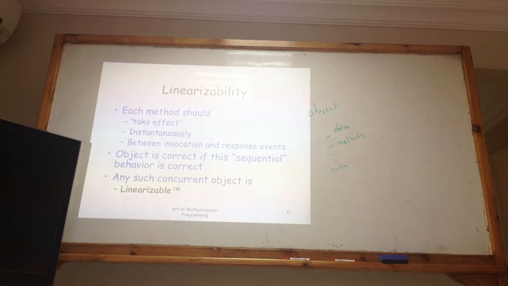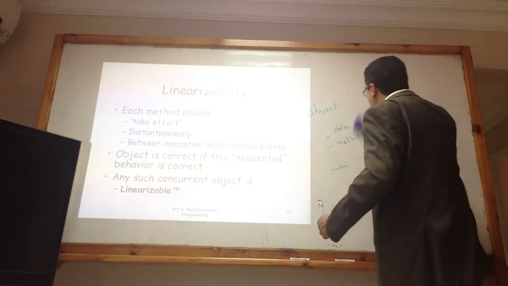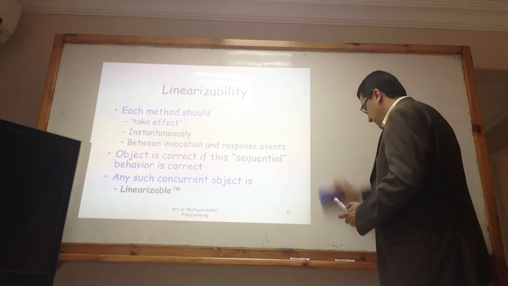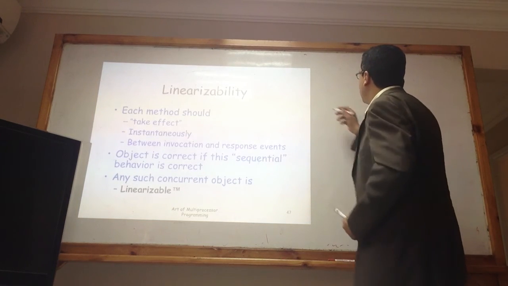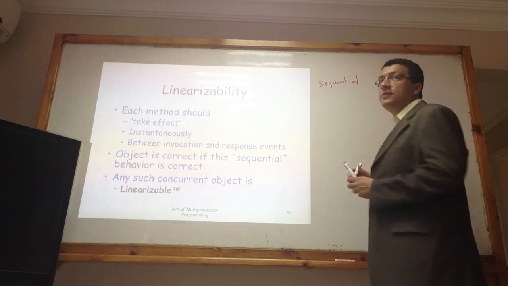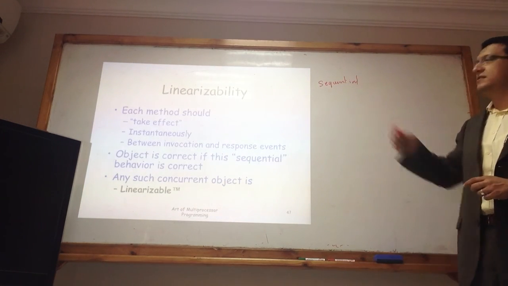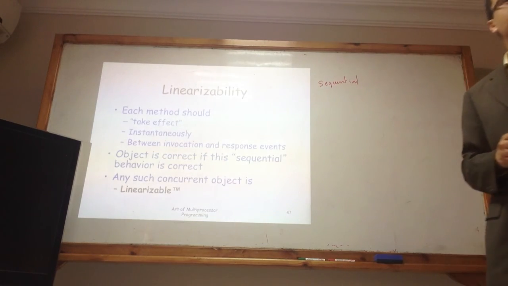This is not always true. You cannot always find this point. But if you can always find a point inside each method so that the effect would be instantaneously happening there, then this is linearizable. And maybe we can revisit when we talked about sequential consistency. Remember that we said sequential consistency is very strong, and usually in hardware people don't like to support it. But actually, linearizability is stronger.